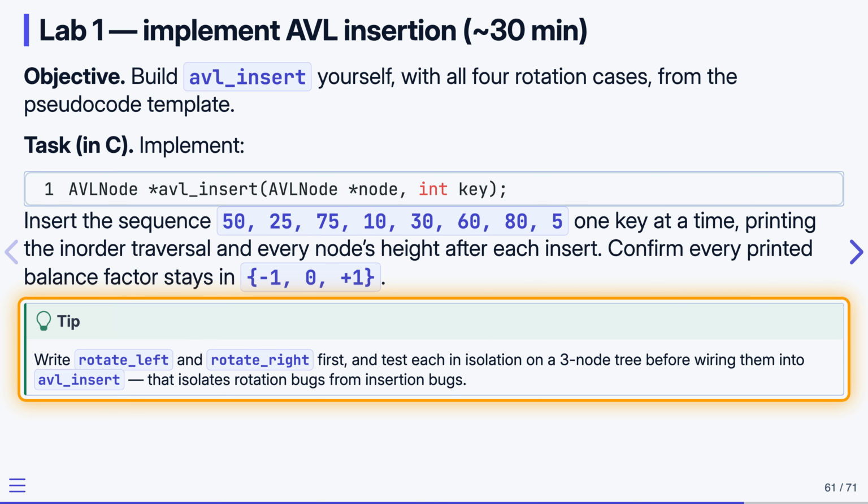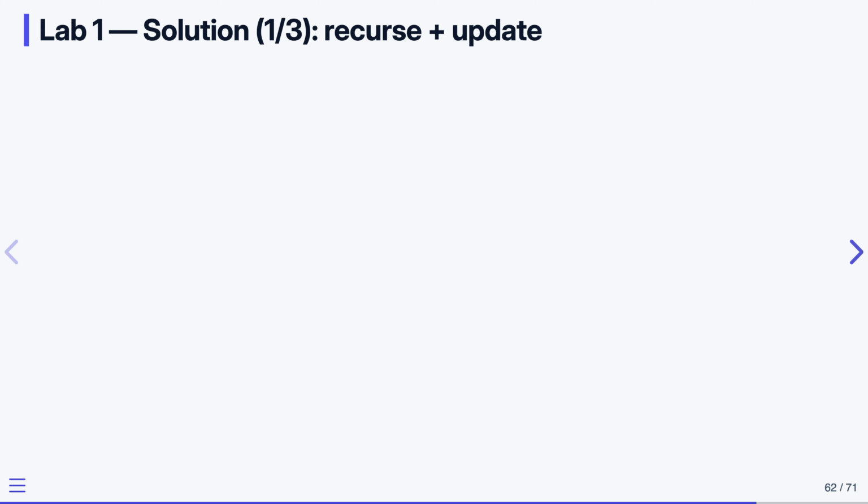One tip: write the left rotation and the right rotation first, and test each one on its own with a 3-node tree before you wire them into AVL insert. That keeps rotation bugs separate from insertion bugs. Give it a real try before you look at the solution. Try Lab 1 on your own first. Then let us walk through one solution together in 3 parts.